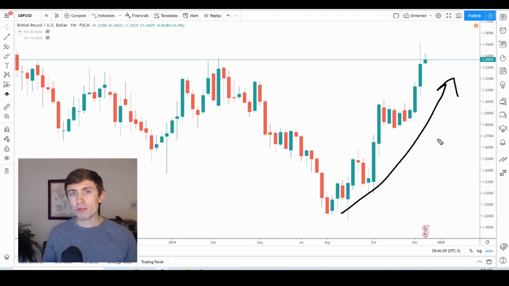So what does that mean for us going forward? What does this tell us about what might happen next with the Great British Pound?